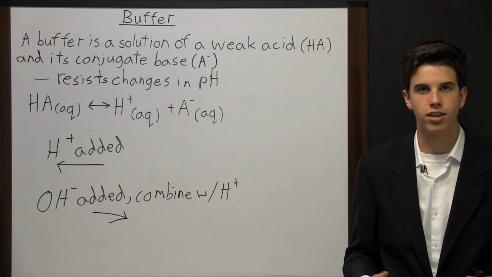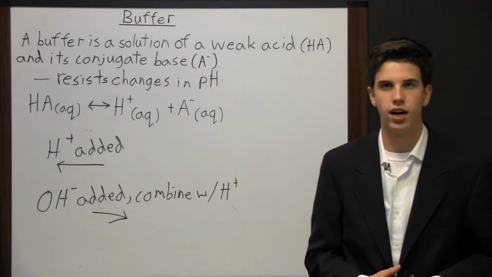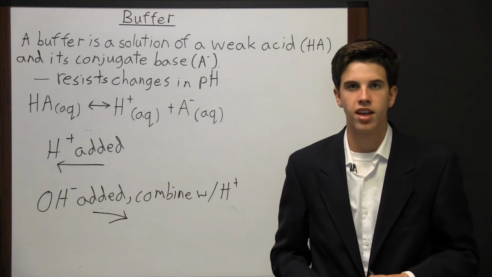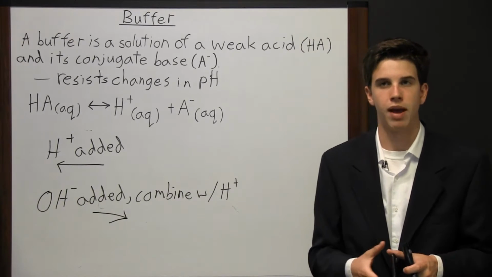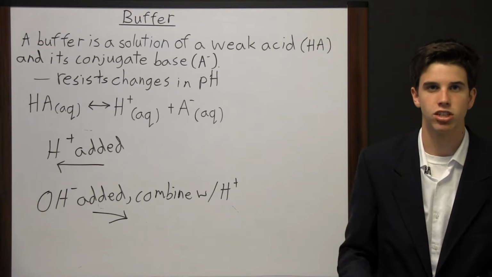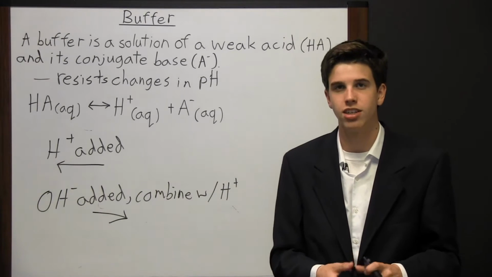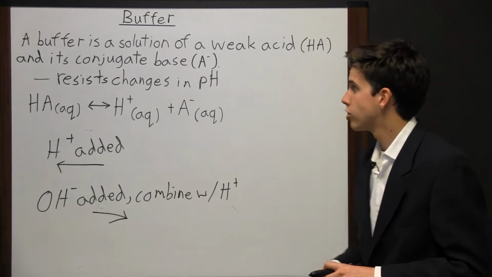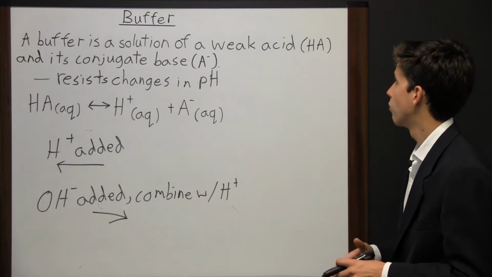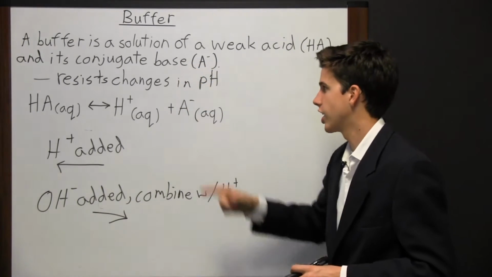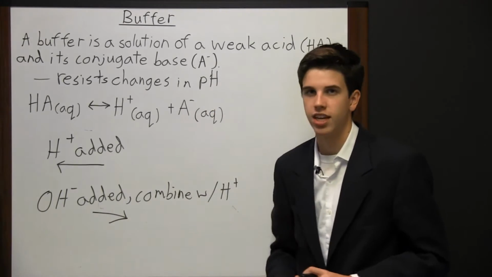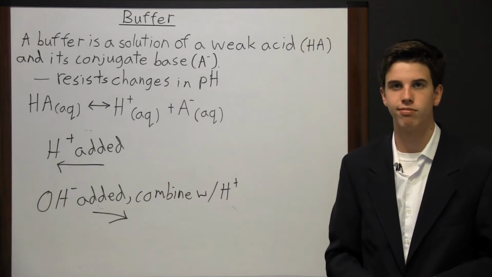And so notice here that the buffer solution reduces the changes that might occur otherwise. Some examples of buffer systems include acetic acid with sodium acetate, and another one is citric acid along with sodium citrate. And so again, a buffer is a solution of a weak acid and its conjugate base that resists changes in pH.